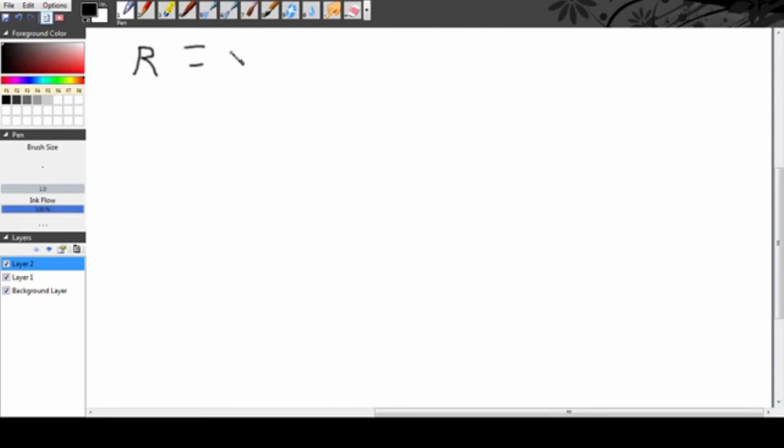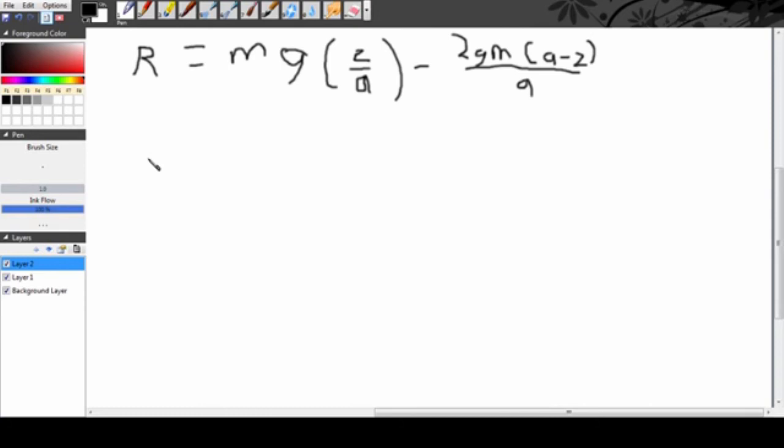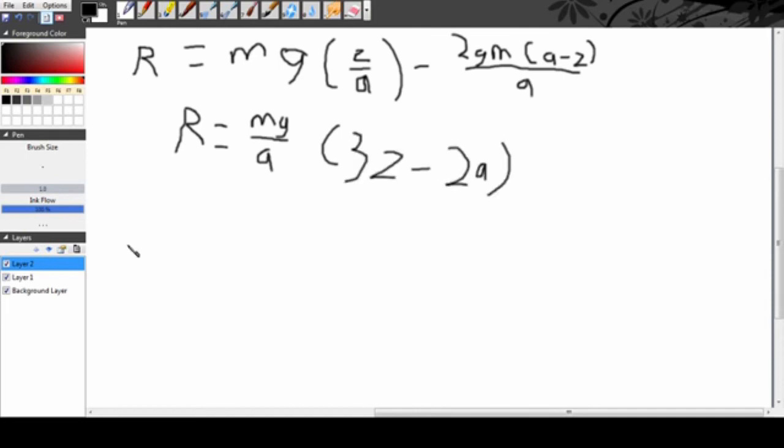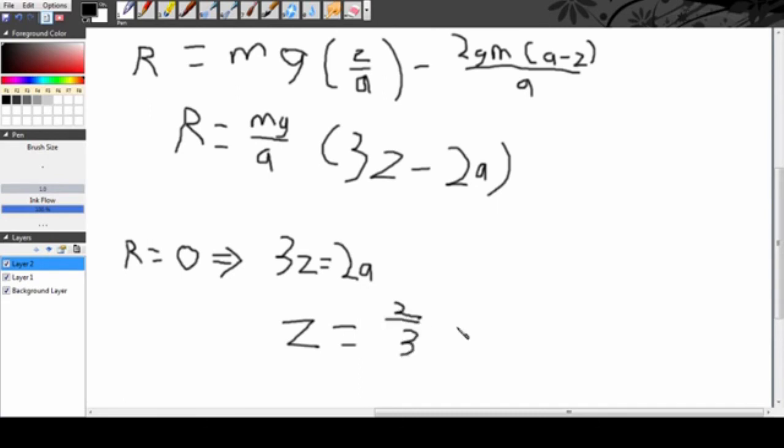So, rearranging that equation, we get r is equal to mg times z over a minus 2gm times a minus z all over a. Simplifying that, we get r is equal to mg over a times 3z minus 2a. So in the case that r is equal to 0, that means that 3z is equal to 2a. Solving the equation for z, we get 2/3 a. So that means that the ball will detach from the sphere 2/3 of the way down.